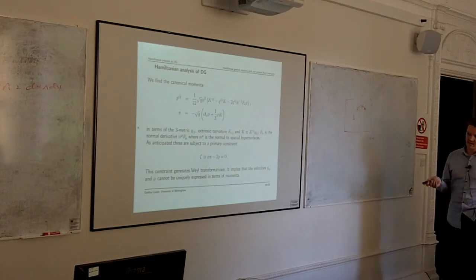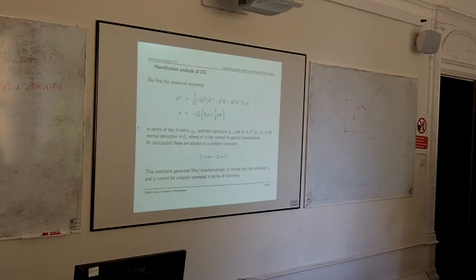But now the point is that you immediately find a primary constraint, as you would expect, right? So you may not see this immediately, but if you contract this one with q_ij, you multiply this one with phi, and you add them with the right coefficients, you find that you get 0.